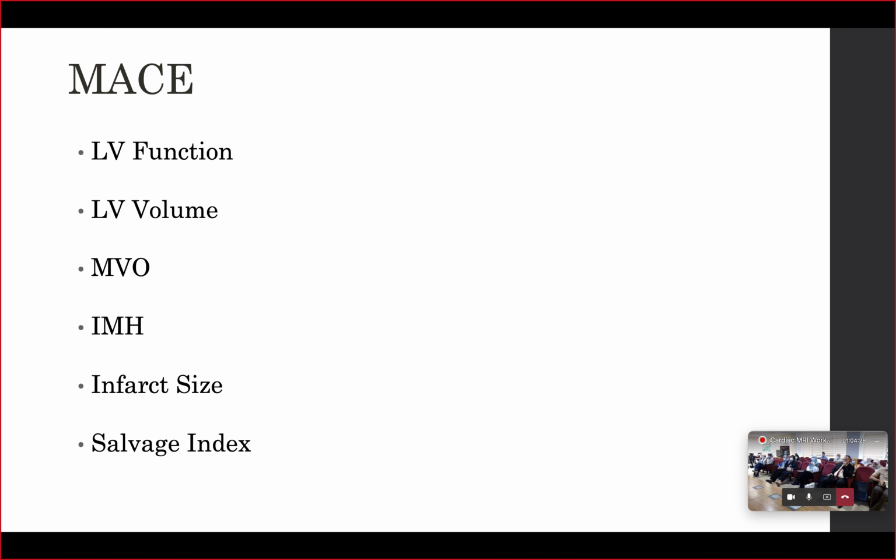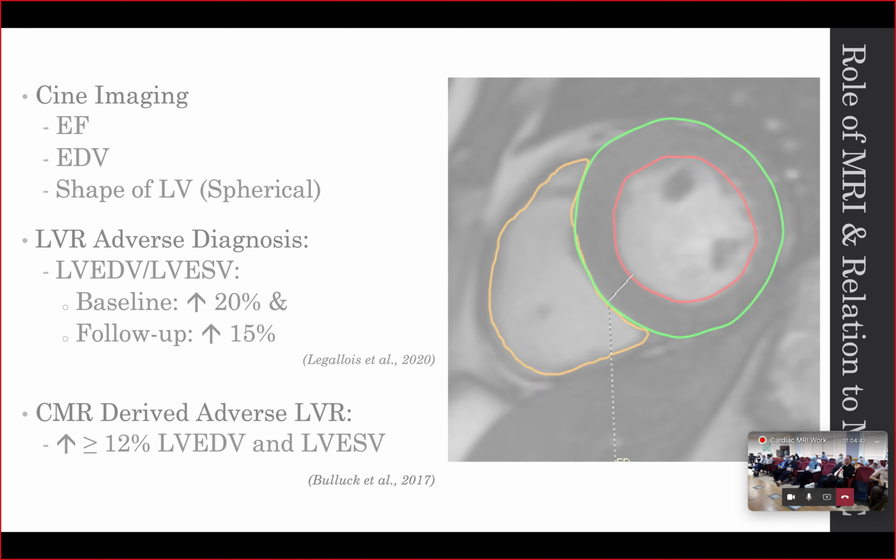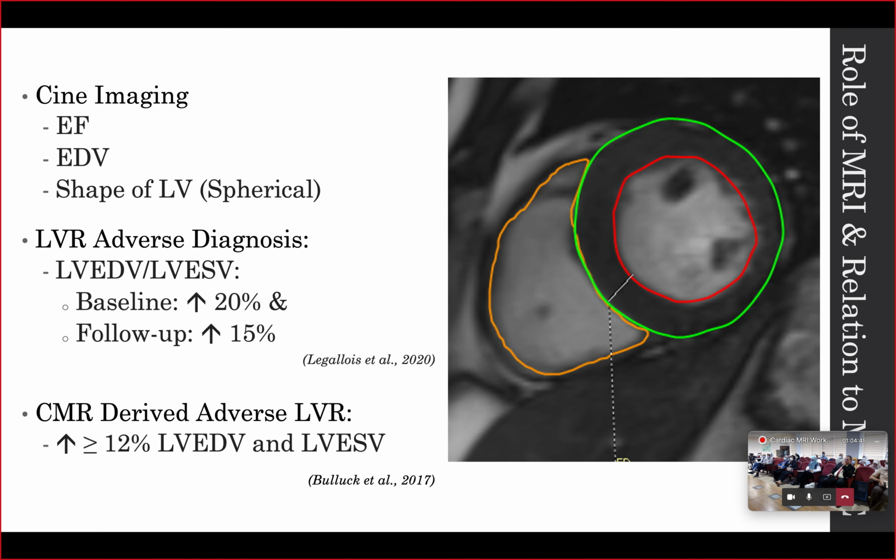So those are the main points that I'm going to discuss in the next slides in order to see how important they are in evaluating those patients after having the heart attack. For example, the cine imaging. The cine imaging provides the ejection fraction, end diastolic and systolic volumes, and the shape of the left ventricle.